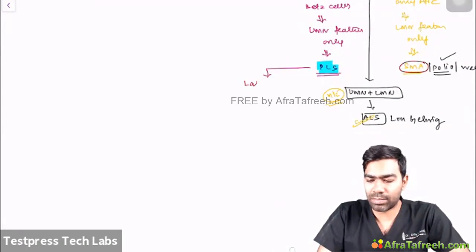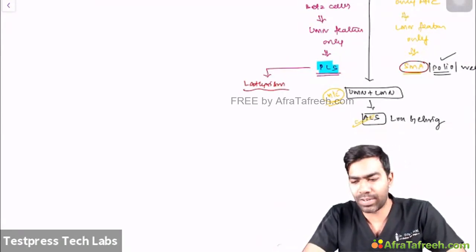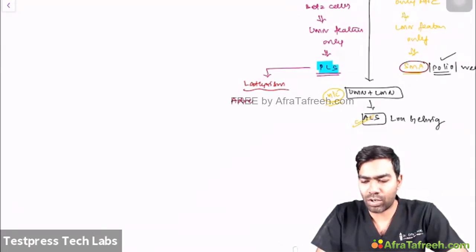One is lathyrism. This is my professor's favorite. Every time he asks this, lathyrism does the same thing. There is another disorder called adrenomyeloneuropathy.